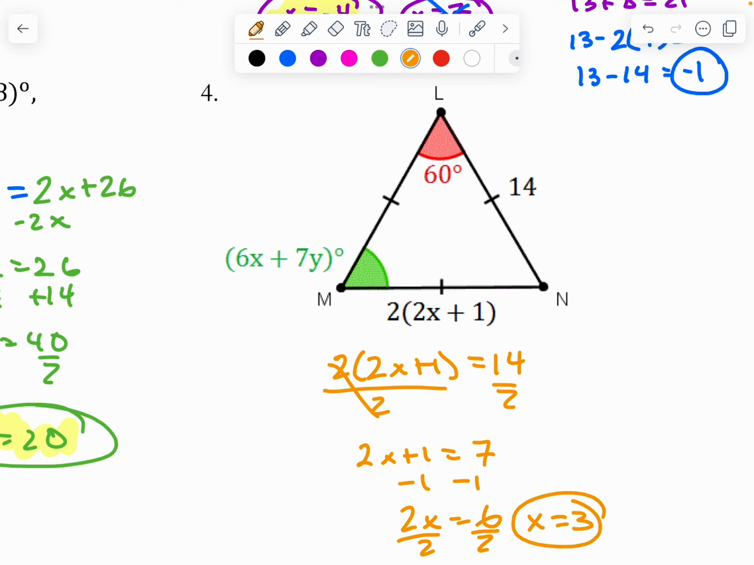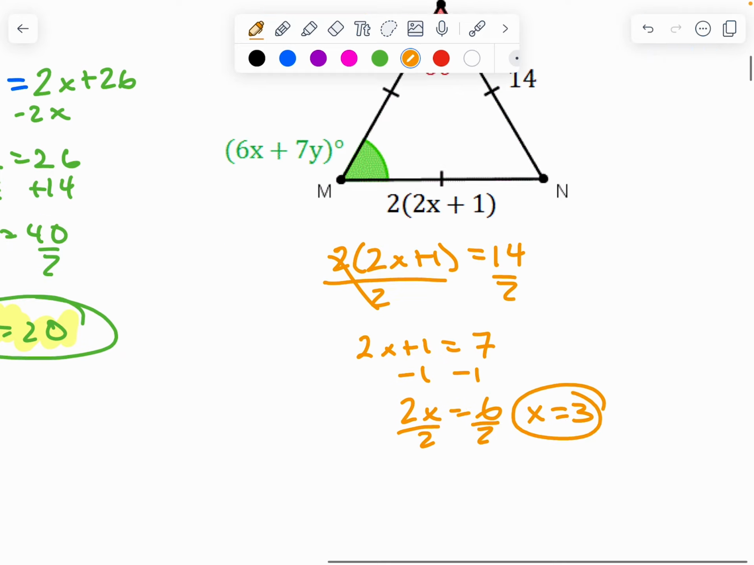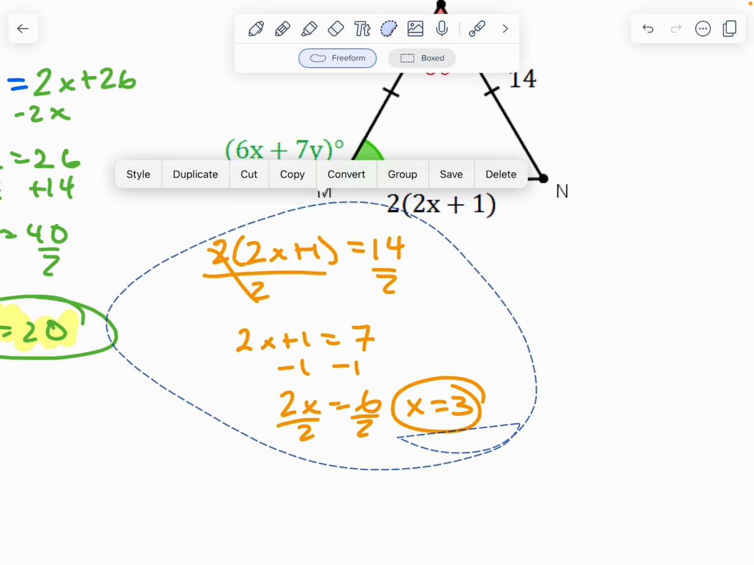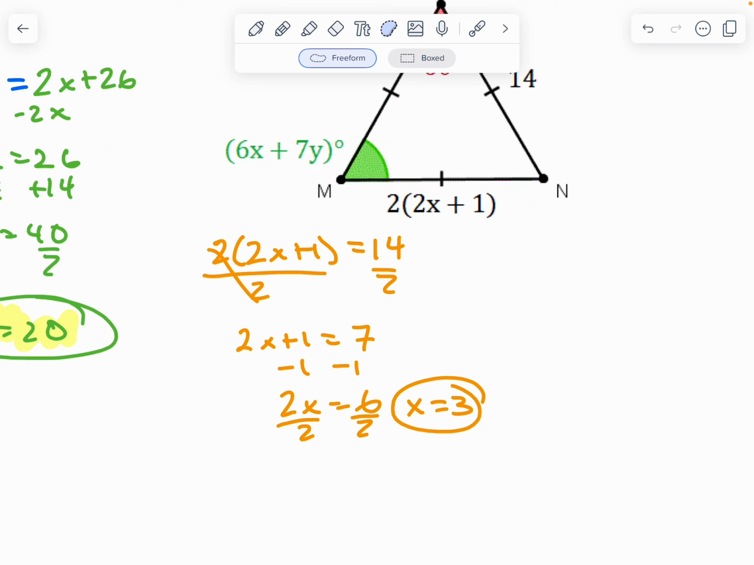Found it. I suggest you guys distribute here. Right, make sure you distribute, and you'll notice that when you distribute, you still end up getting the exact same answer, right? Cool thing about math is there's lots of different ways to solve the same problem, and this is just my simpler way, right? Get rid of that 2 times the quantity, and you should be able to then solve for 2x plus 1. All right, we found x. Perfect.